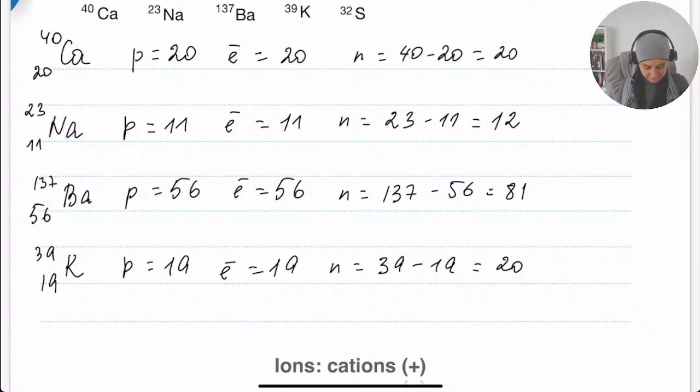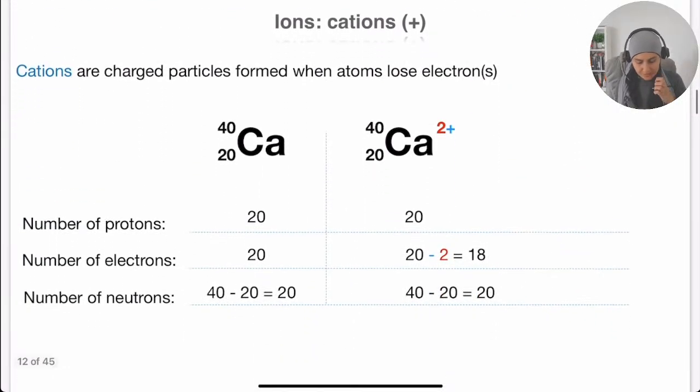Right, done. Next, what do we do with ions? Ions are not neutral, these are species that have lost or gained electrons. So when an atom loses or gains electrons, it becomes an ion. Cations are positively charged ions. Remember, electrons are negative, so when an atom loses electrons, it gets a positive charge.